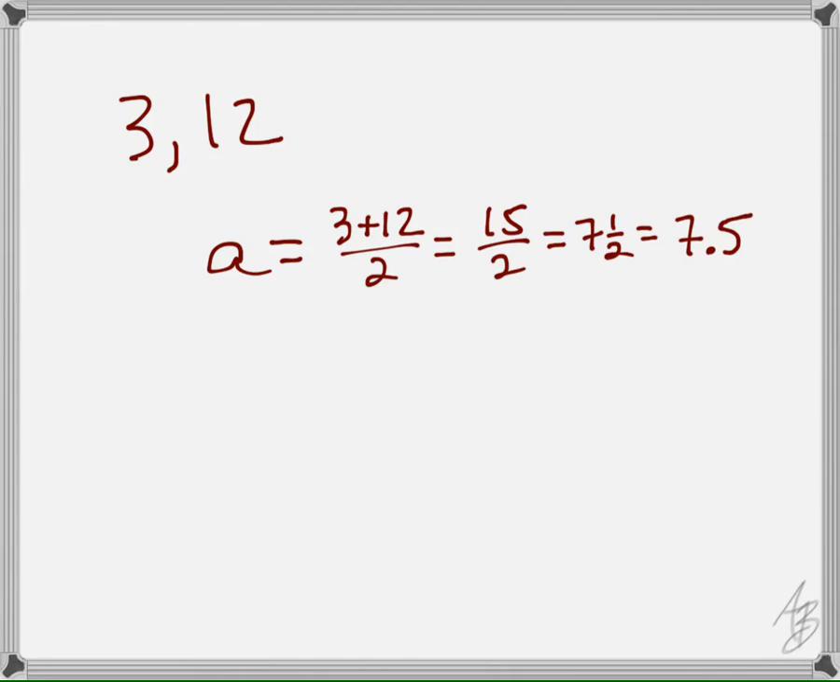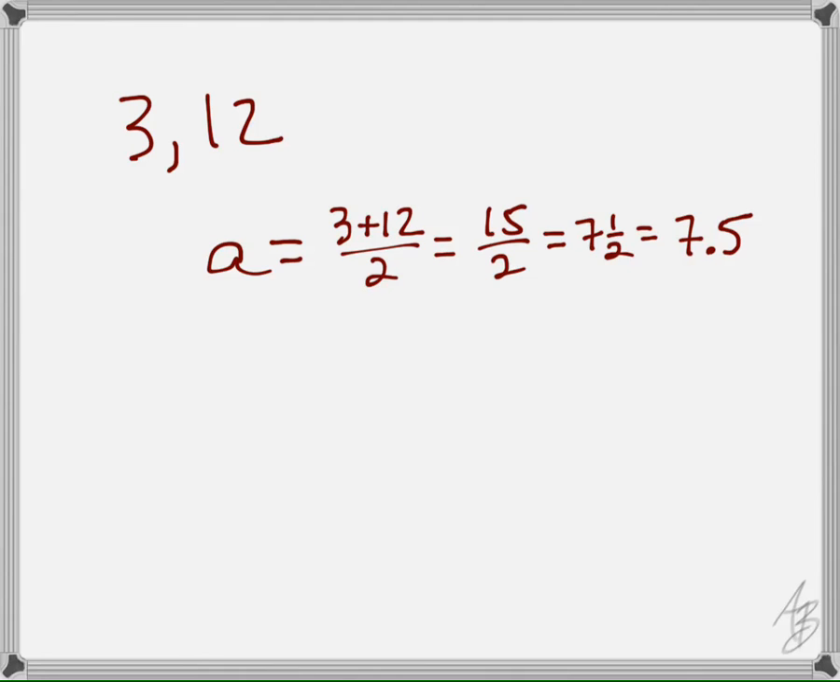15 halves as an improper fraction, 7 and a half as a mixed number, or 7.5 as a decimal, are all acceptable answers. I actually like this the best because it's the easiest to work with. I like this second best because it's the second easiest to work with. Mixed numbers are really not easy to work with except in very special circumstances, so I don't like mixed numbers really at all. It's not wrong though, and I wouldn't count it wrong if you gave me that as an answer. That is an accurate answer, so it would be acceptable. So any one of those three is okay.